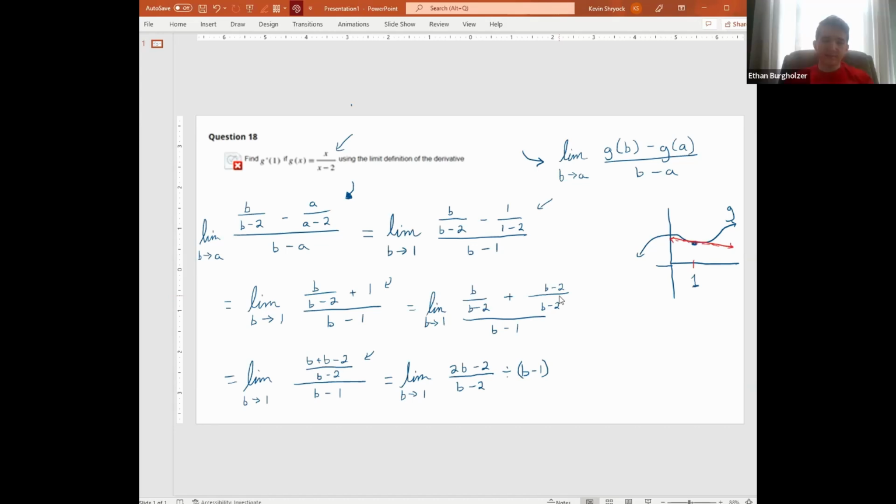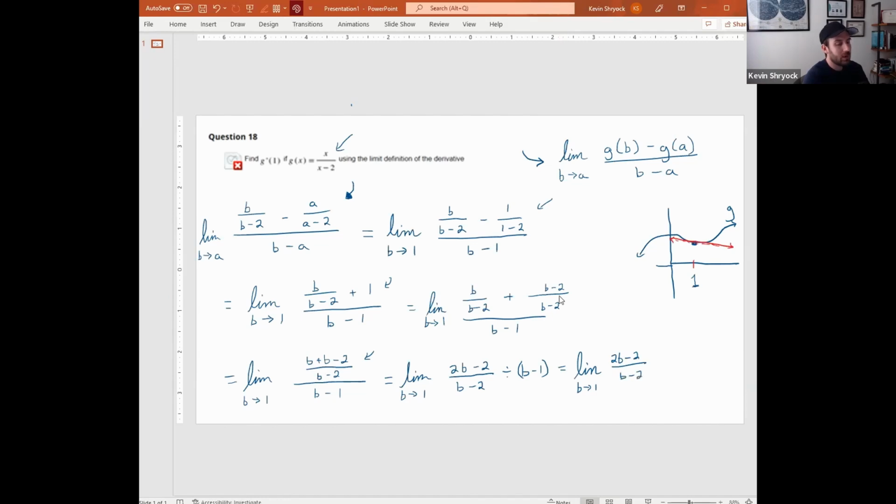Yes. Good. So now if I want to say I want to divide by something like divide by 2, it's the same as multiplying by what? It'd be the same as multiplying by the reciprocal. Very good. So that's where in my work I was saying we could make this the limit as b approaches 1, and we'll have 2b minus 2 over b minus 2 times the reciprocal, 1 over b minus 1.